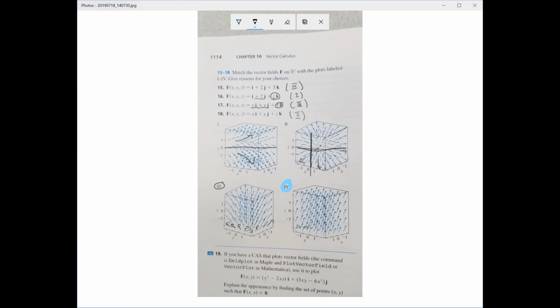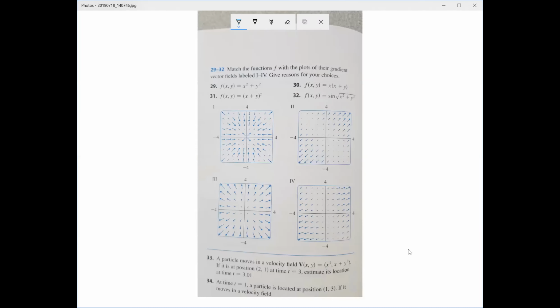All right. And then after this, we should move on to 16.2. So let's see what we have. Number 29 is f(x, y) equals x squared plus y squared, and we're going to plot their gradient vectors. For these kinds of questions, you first have to find the gradient vector.